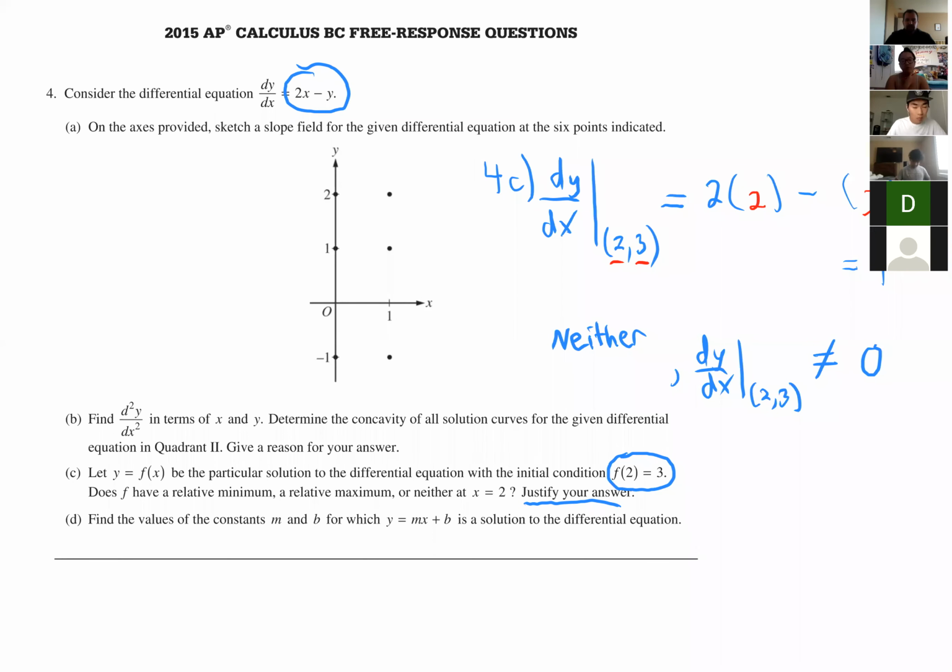Mr. Morrison, for 4C, if it was 0, then you would have to test points to find out whether it was a min or a max, right? Correct. You could do the second derivative test or the first derivative test in order to show if it's a max or a min.